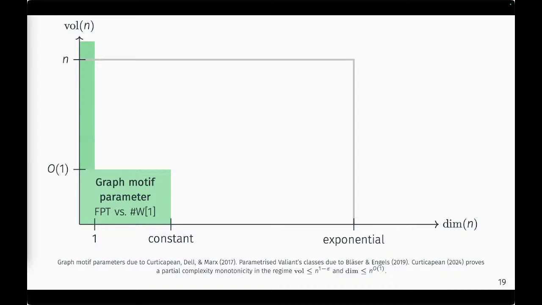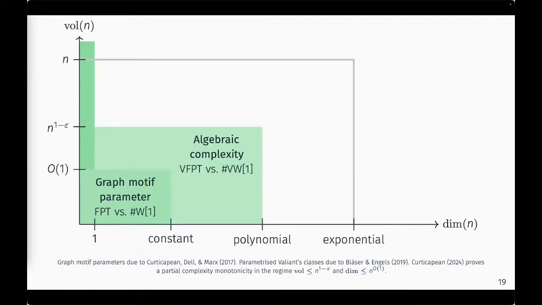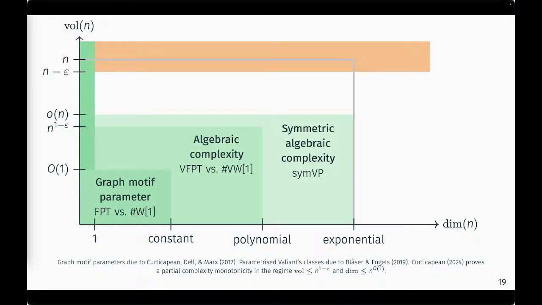Now the same happens in this graph motif parameter world if the dimension is constant and then the volume also has to be constant. Then, extending results of Radu that work for specific kinds of graph parameters, we extended this to this n to the 1 minus epsilon volume in polynomial dimension setting. In the symmetric case, we can go up to exponential dimension. So in these settings, there's sort of no difference between symmetric and non-symmetric computation. And now there's a regime where it doesn't work. So in this parameter regime, we can show that the tree width of the patterns doesn't dictate the complexity.